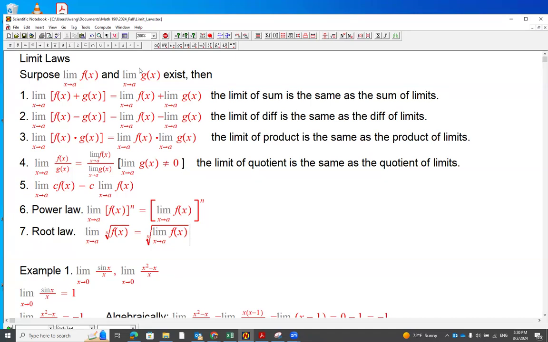And we have a distinction to make here. If n is even, we have to assume that the limit of f of x is going to be positive.